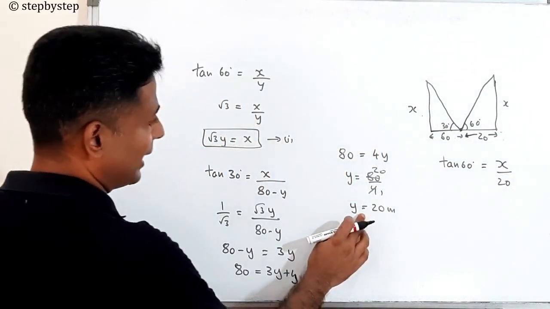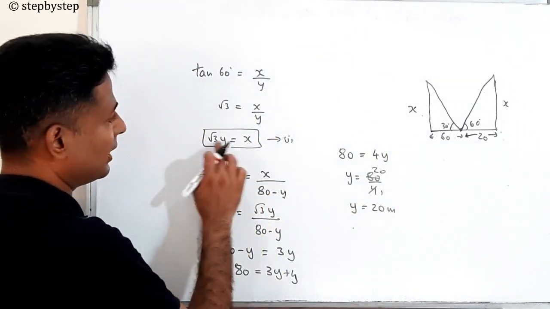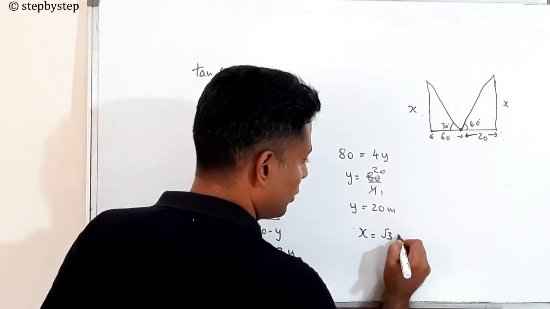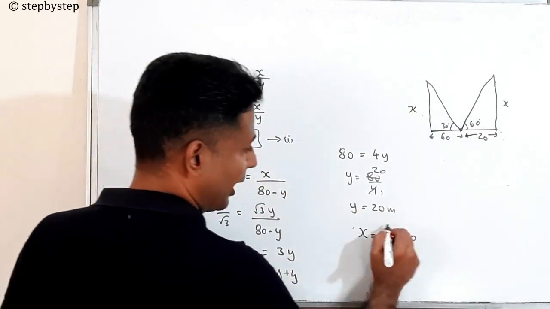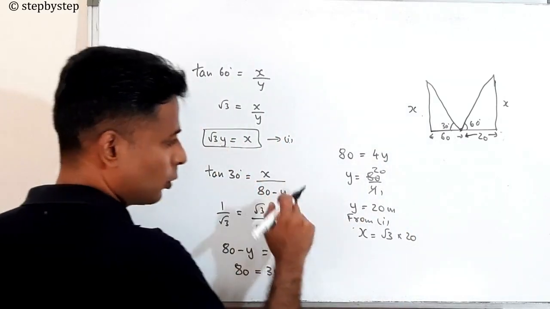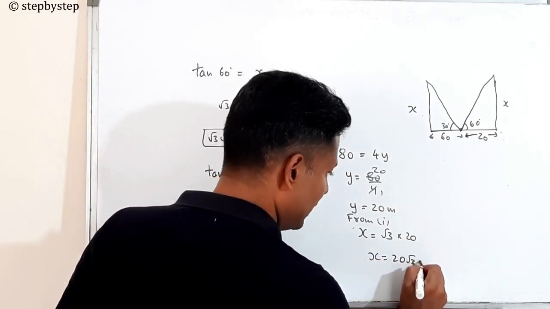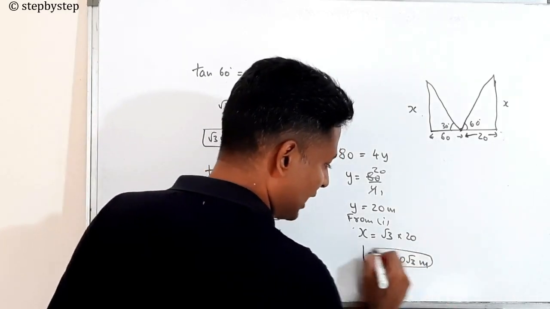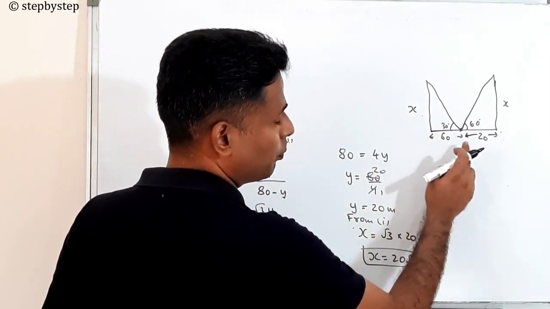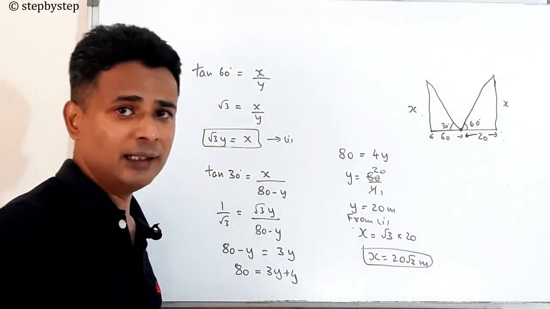Otherwise what you can do is you can actually directly substitute it here. You don't even have to take that. We have x equal to root 3y. So x equal to root 3 into 20, that is from 1, right? This is how you will write it, from 1. x equal to root 3y, root 3 into 20. So x equal to 20 root 3 meters, which means the height of the tower is 20 root 3 meters and the distance of the point from the two poles is, on one side it is 20 meters, on the other side it is 60 meters.